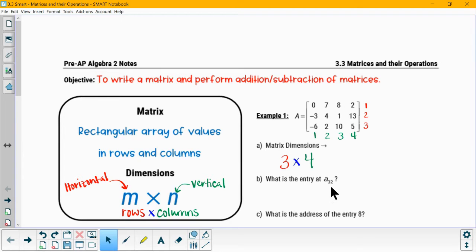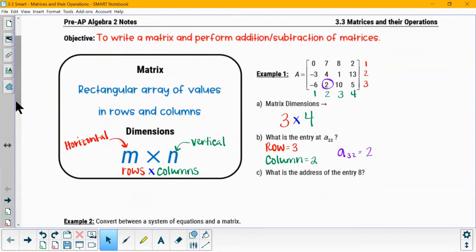What is the entry at A? And we always notate entries as a lowercase letter so you know what matrix you are referring to. So lowercase a, 3, 2. This is going to tell me that I am looking at row 3, column 2. So when I go to row 3, column 2, I get a32 is equal to 2.